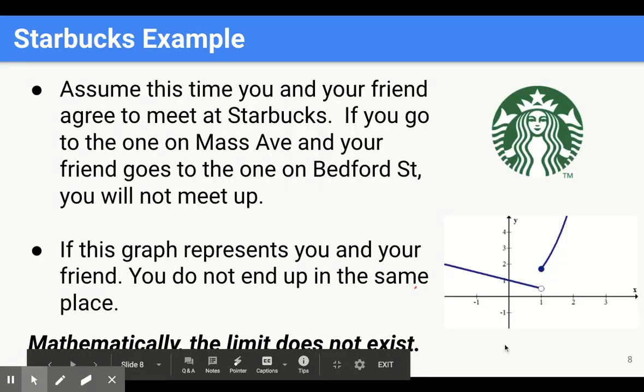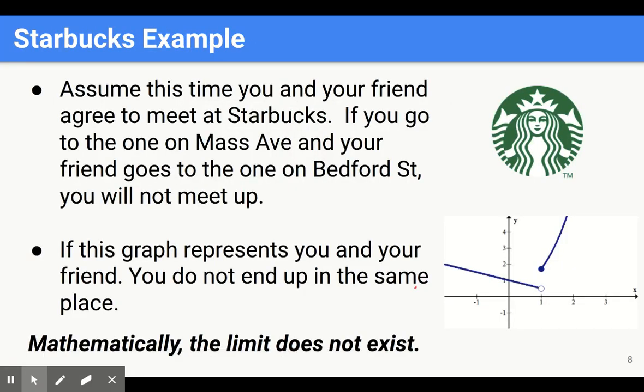So to use an example, assume this time you and your friend agree to meet at Starbucks. If you go to the one on Mass Ave and your friend goes to the one on Bedford Street, you will not meet up. So if this graph represents you and your friend, you do not end up at the same place. Mathematically, the limit does not exist.